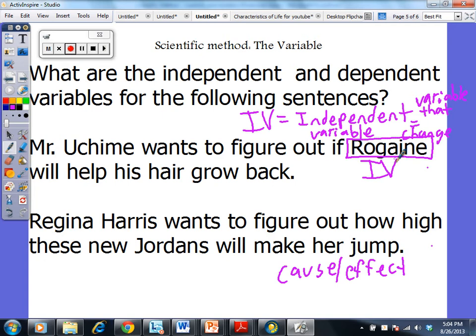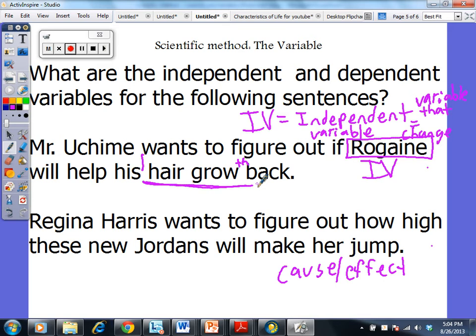Now what the Rogaine is supposed to do, what we want to measure or observe, is the dependent variable. So if we read this sentence again, Mr. Uchime wants to figure out if Rogaine will help his hair grow back. We'll know that what we're observing and measuring is hair growth. So we'll go ahead and put the DV here. So hair growth.